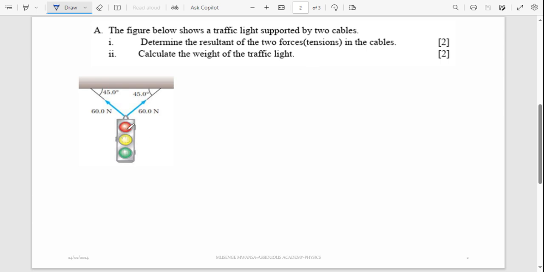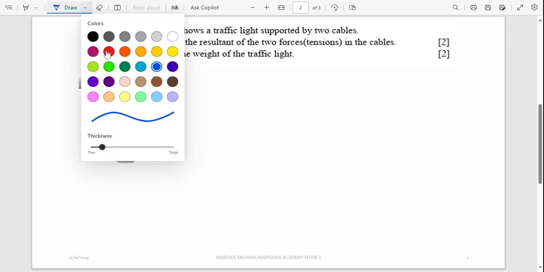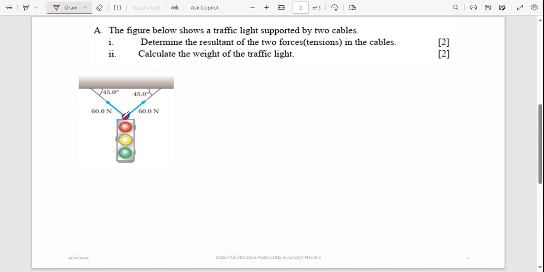First thing first, you need to take a point and look at all the forces acting about that point. I'm going to get this point where all the forces are intersecting. So this one here, that is a point. Look at the upward forces, the downward forces, and also the forces which are going in the X. So the downward force that we have here is the weight of the traffic light. Let me say W. That's the weight of the traffic light.